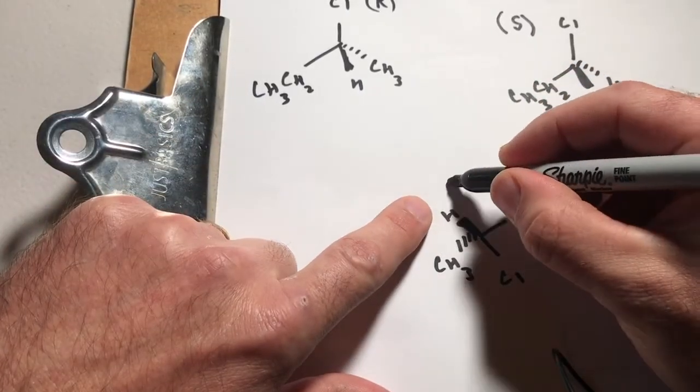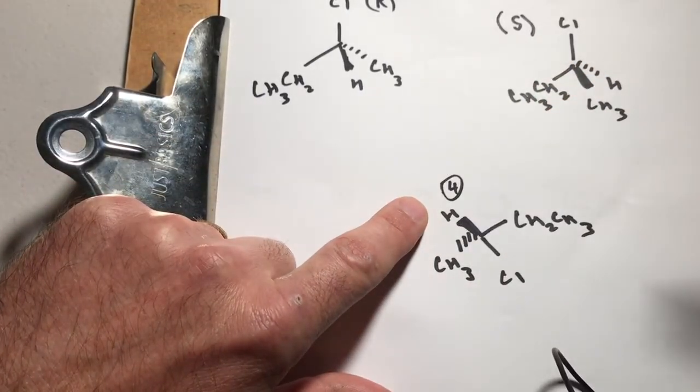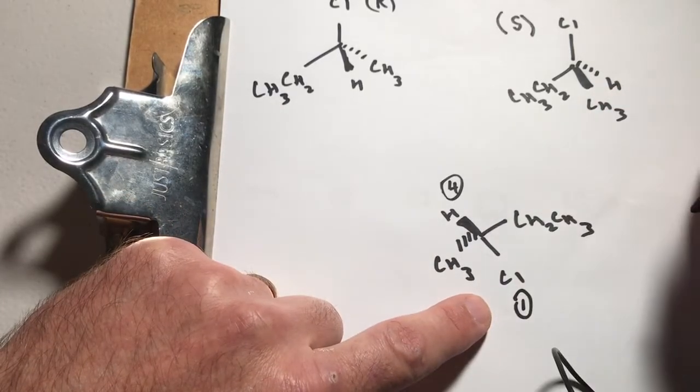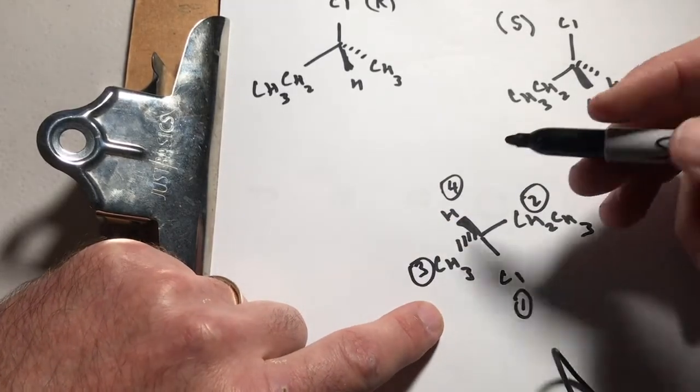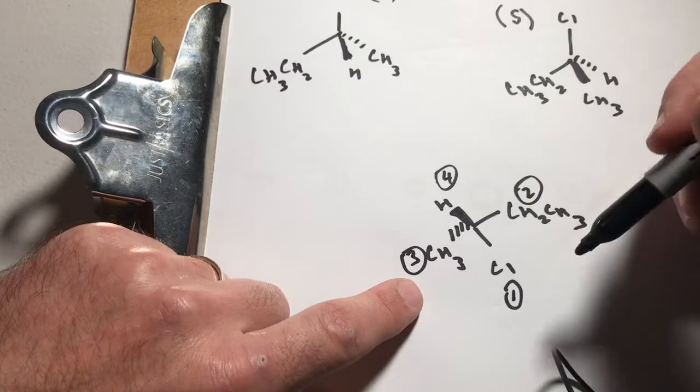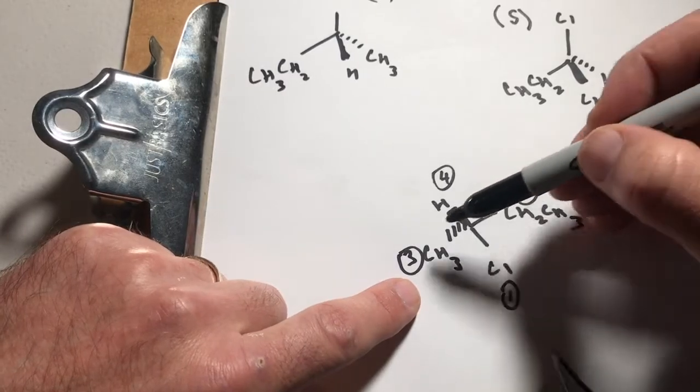Well, we've got hydrogen as the fourth priority group. We've got our chlorine here. This is our 3, and this is our 2. And just on this little flat piece of paper here, I've got 1, 2, 3, right?